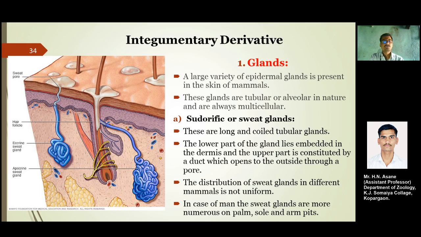into the outermost environment. You can see the sweat gland attached to the hair follicle, with a common pore along the hair shaft attached to the hair root, as well as the sweat pores. And you can see separate sweat glands which have a separate duct. These are the main compositions, as you can see in the mammals.